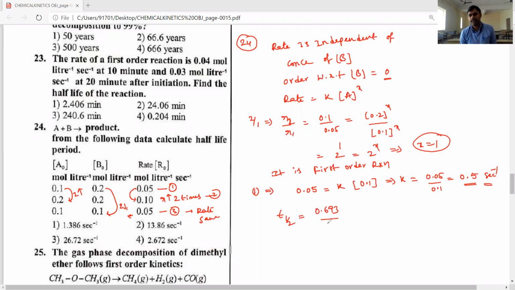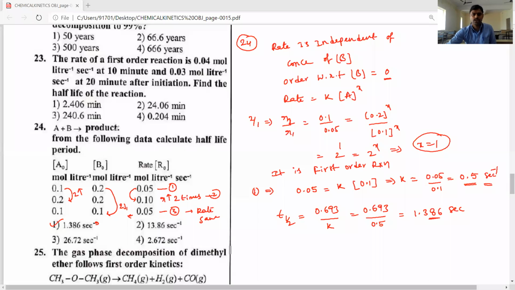Okay, now we know the K value, then half-life T half is equal to 0.693 by K, then 0.693 by 0.5. On simplification we are getting 1.386 seconds. Calculate the half-life period means the units are seconds only, not second inverse. So the answer is: the first option is correct.